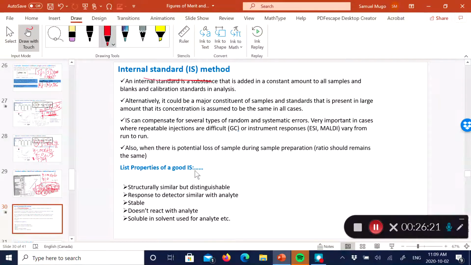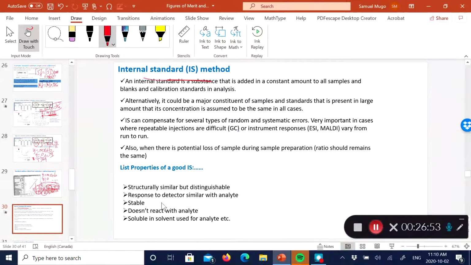So what is an ideal internal standard? An ideal internal standard that you would spike into your standard solutions as well as the unknown should have these properties. The internal standard should be structurally similar but distinguishable from your analyte. The internal standard should also respond in a very, very similar fashion to your analyte.